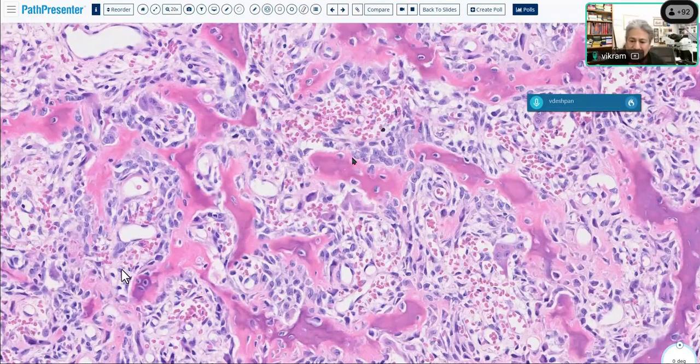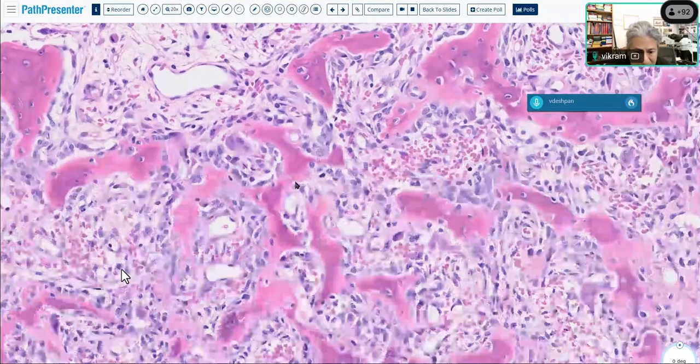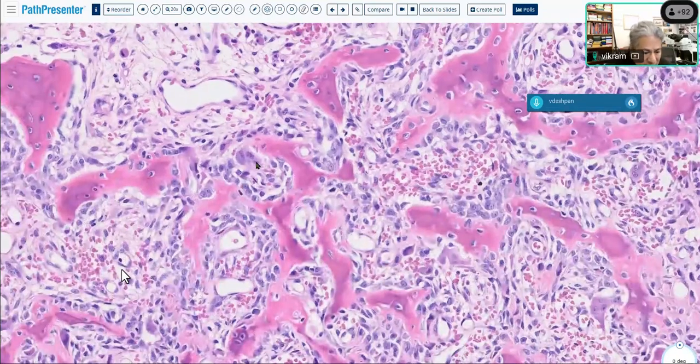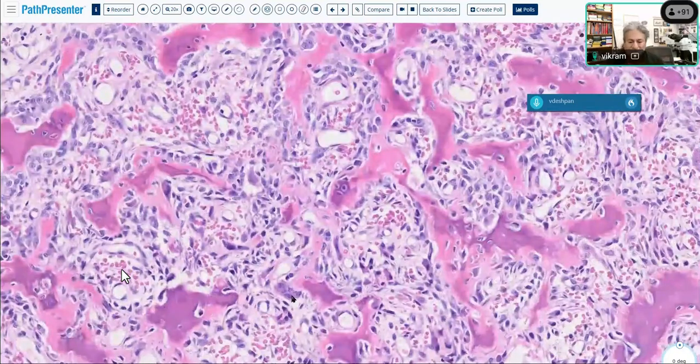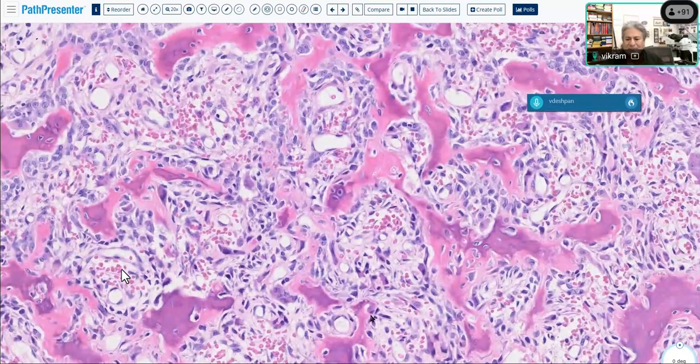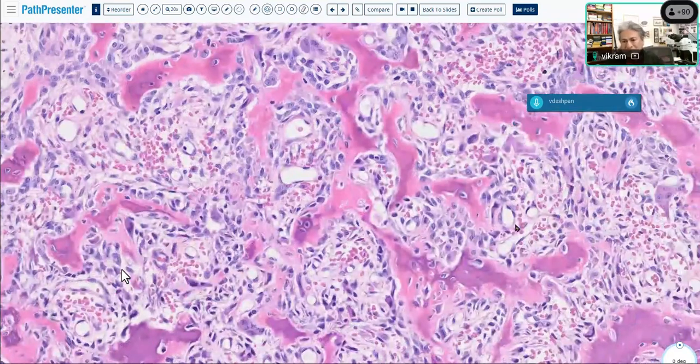So these are osteoblasts, which makes me feel good that they're probably dealing with a benign process. There are actually a few osteoclast-type giant cells. Here's probably one. They aren't really very pretty, but here's a nice osteoclast-type giant cell. And then this very loose stroma, right?